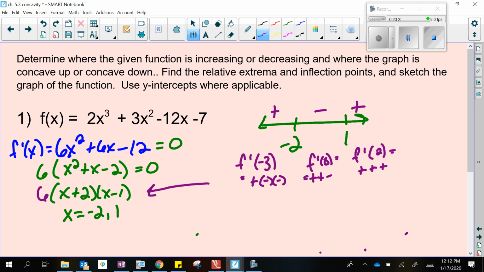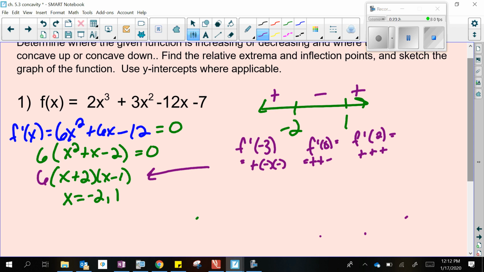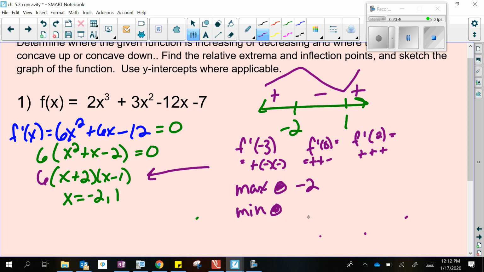So what's happening at -2? It's a max, right? So we have a max at -2. And what do we have at 1? A min at 1. Now, because we're eventually going to graph these, we have to find the y value of those. To do that, we plug those into the original.